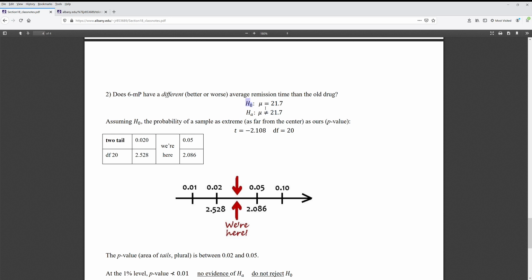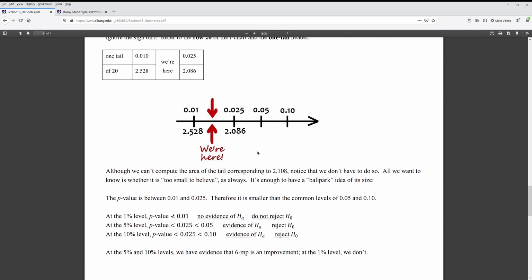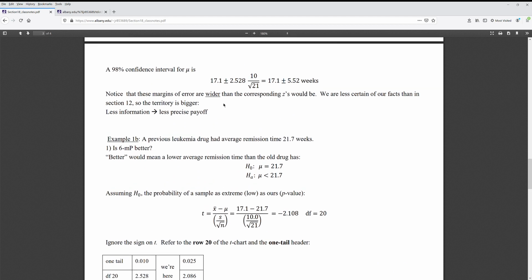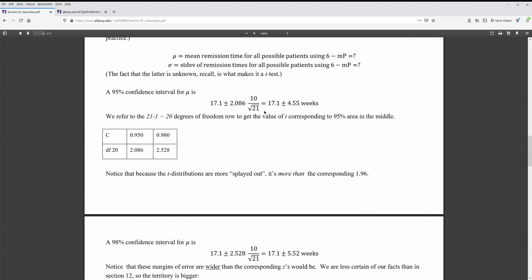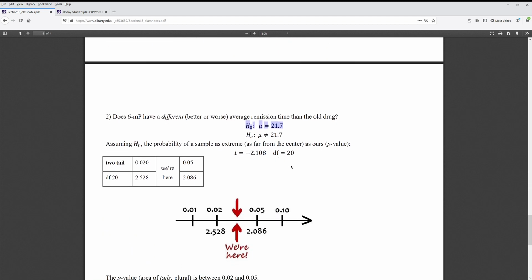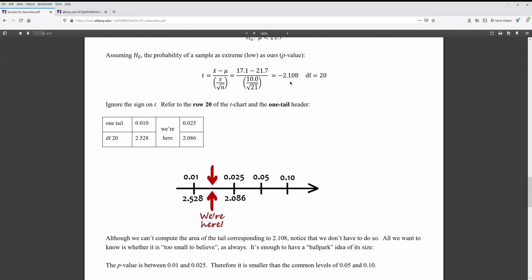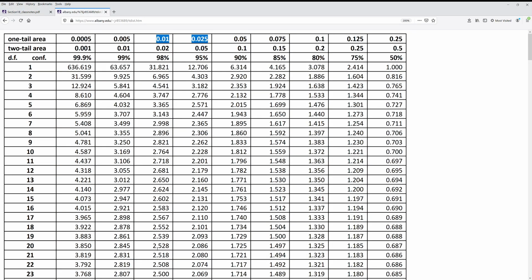Plays out exactly the same as before. Assuming H0, what's the probability of getting a sample as extreme as ours? Only now you mean as far from the center as ours is. Assuming that 6-MP works the same as the old drug on average, how weird is it for 21 patients to get an average remission time as far away from 21.7 as 17.1 is? Both tails. Bottom line, everything goes through exactly as before: 2.108, degrees of freedom 20. Ballpark it, it's exactly where it was before.